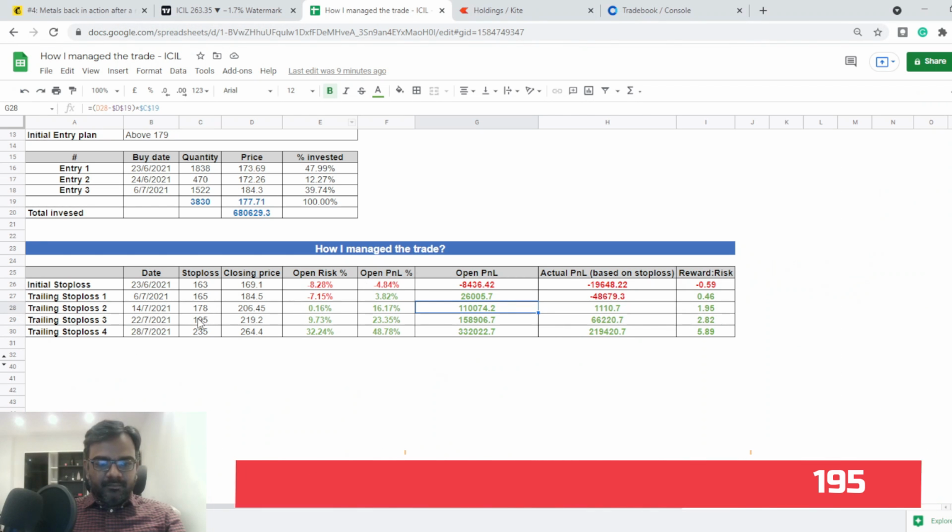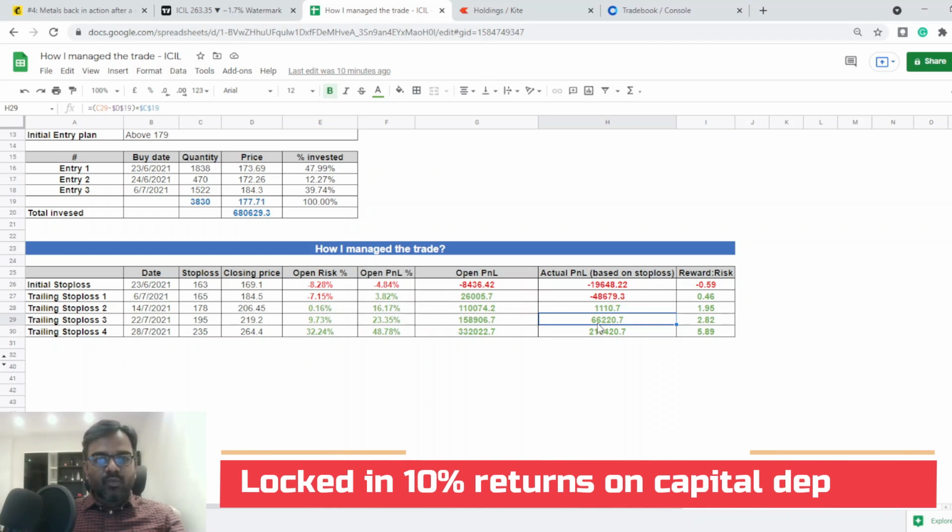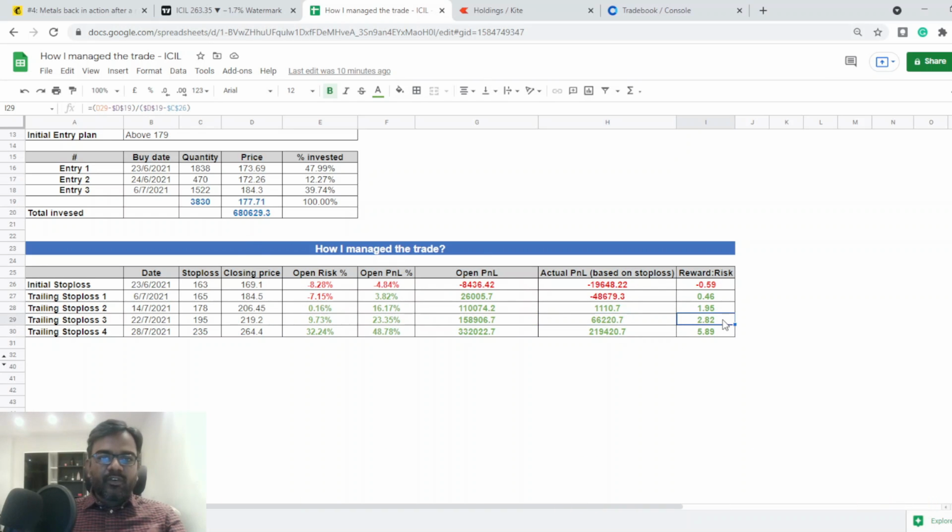Now, again, if you notice here, as of 195, my open P&L as of that day's market close is 1.58 lakhs. And now, since I've revised my stop loss, I am locking in, or I'm assuring myself that I will not lose more than 66,000. Now that is already a 10% return on our capital, right? That we deployed here. Now also, I bet 1 rupee and I make 2.8 times that rupees, right? So 2.8 times that initial risk that I've taken. Now let's see what happened next.